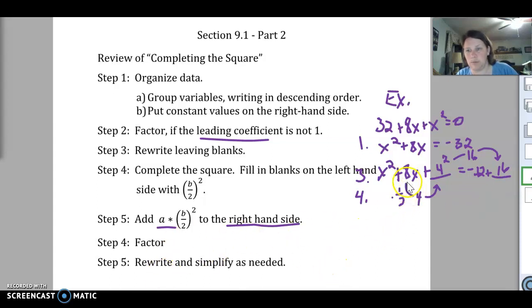So, what were we talking about? Oh, why do I leave that as 4 squared? Because my next step, oh, shoot.